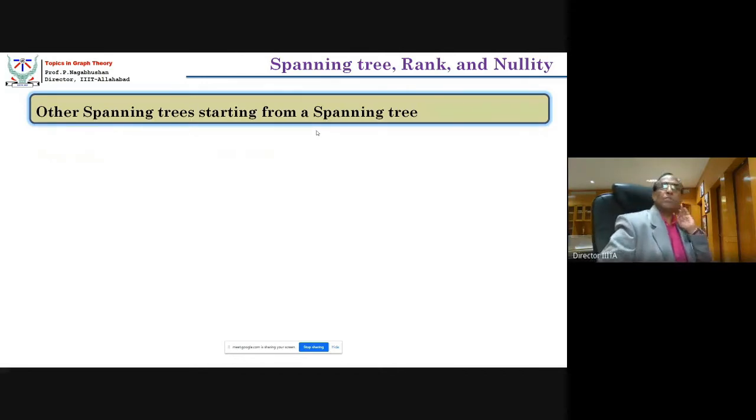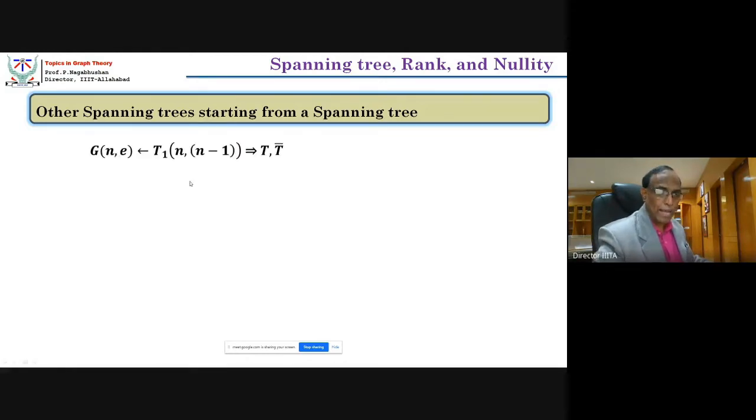I'll start with one spanning tree and I want to get another spanning tree. Quite simple. Just now I have told you, into a spanning tree, bring back one card that will make a circuit. And I told you the definition of a tree is circuitless. So the circuit which is formed, break the circuit, then it becomes a new spanning tree. Let us see what is the algorithm.